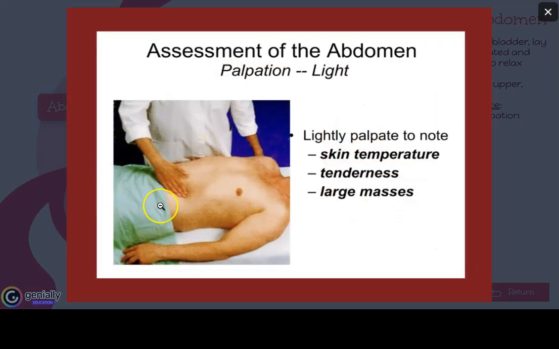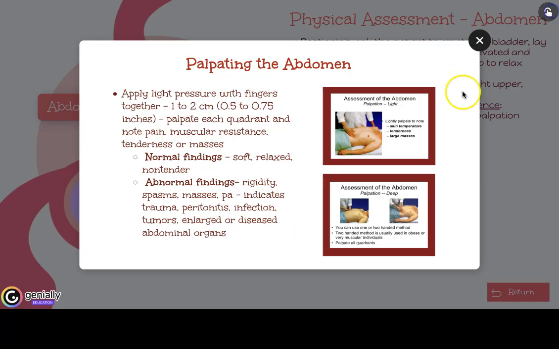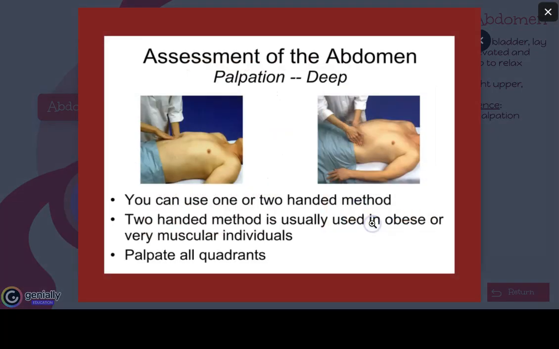You also check for skin temperature, tenderness, and masses. For deep palpation, you can use the two-hand method. The two-hand method is usually used in obese or very muscular individuals. Palpate all the quadrants.